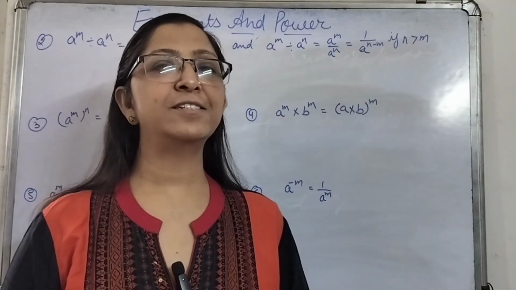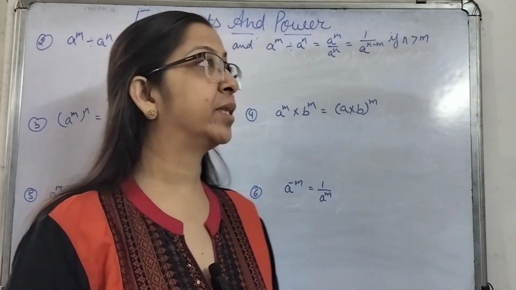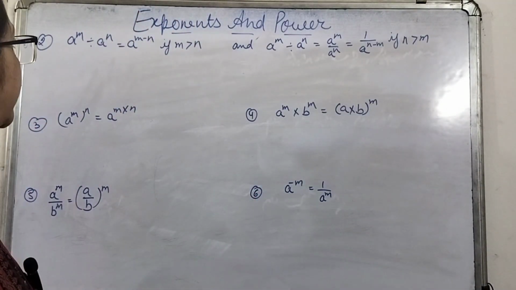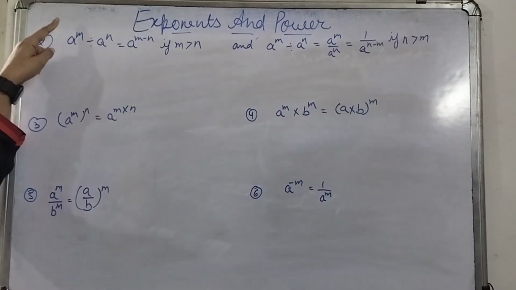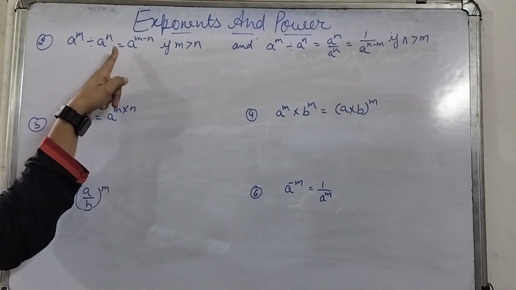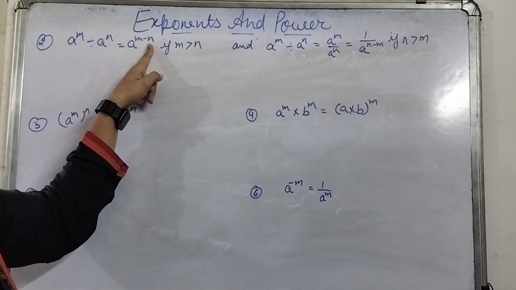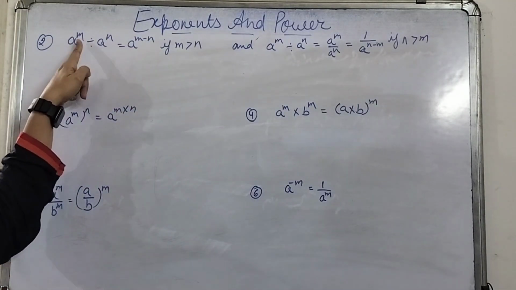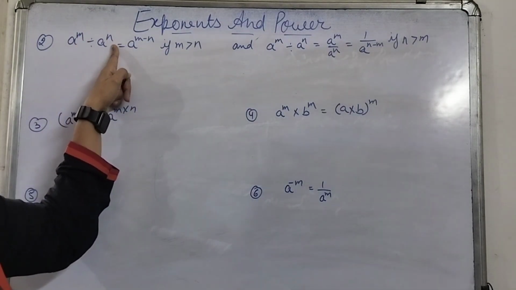Now let's understand some more laws of exponents. The second law of exponent says, if a raised to the power m is divided by a raised to the power n, then it could be written as a raised to the power m minus n, where we are taking that the value of m is greater than n.